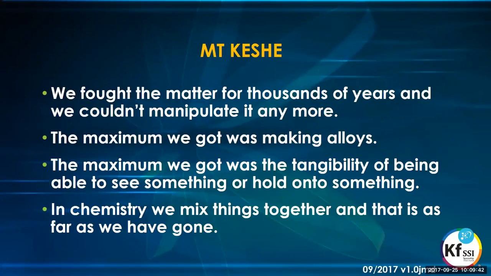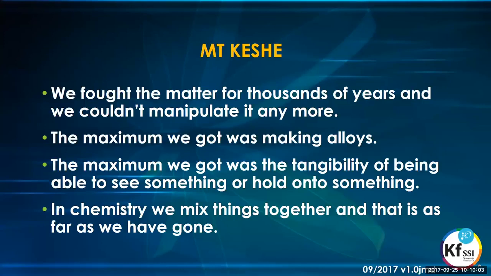We fought the matter for thousands of years, and we couldn't manipulate it anymore. The maximum we got was making alloys. The maximum we've achieved is taking this matter state and mixing it with different metals and creating different alloys, but we've still been working in the matter state.